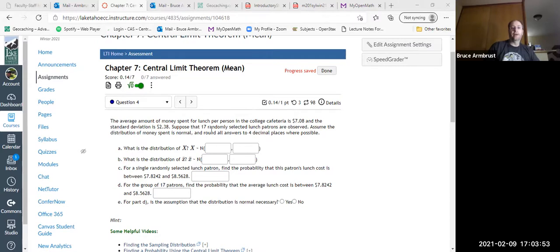All right, but we're going to sample 17 people. So let's start with part A. Part A says, what is the distribution of X? All right, so it says X is normal distribution. What are the mean and standard deviation we're going to put in here?